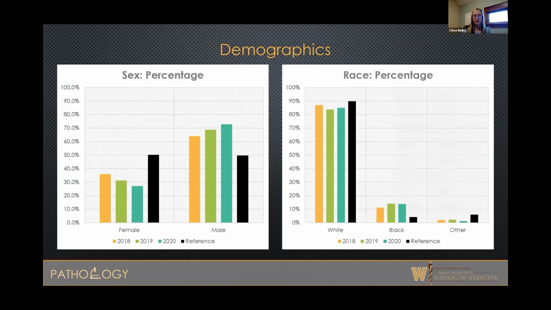And I like to illustrate some of these tables in different ways just because people learn in different ways. So the colors, the orange, green, and blue refer to 2018 through 2020, and the black bars represent the general population. So we can see a gradual decline in the number of females fatally overdosing and a gradual incline of males fatally overdosing. And then on the right, we can see that disparity visually, especially for the Black community, where there's a much higher proportion of those fatally overdosing compared to their makeup in the general population.